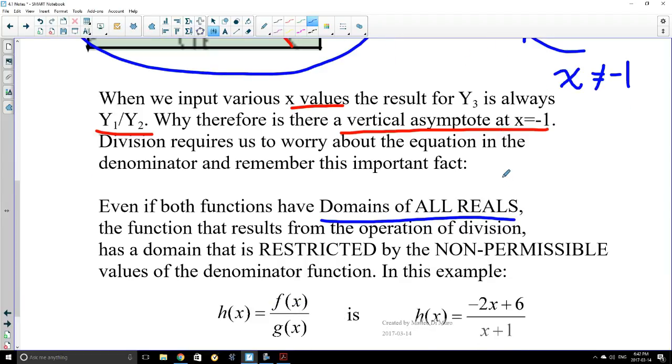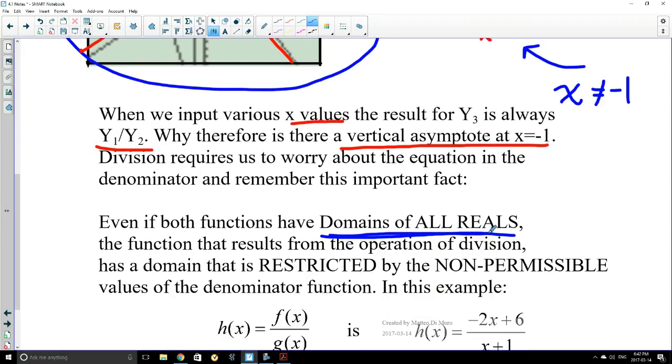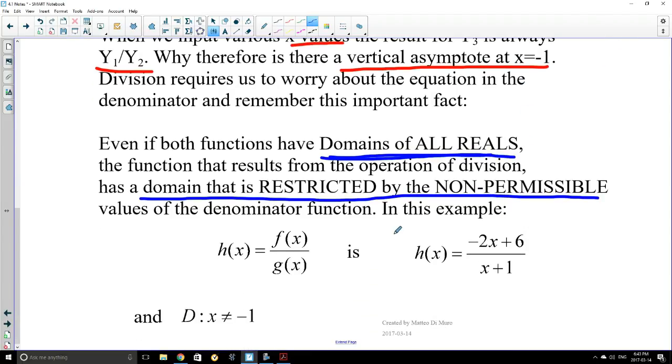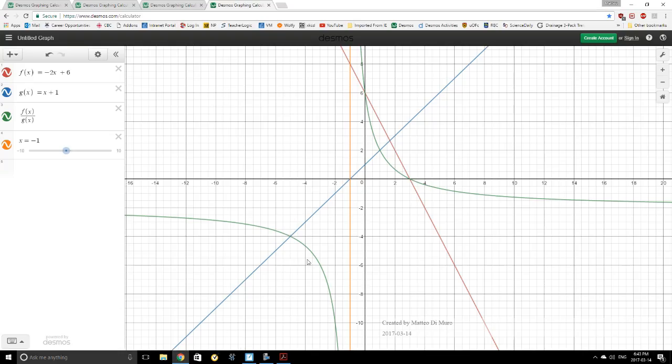Even though the original functions have a domain of all real numbers, because they're lines, on the graph of f of x divided by g of x, that's not the case because of the division. So the domain has a restriction. By the non-permissible value x equal negative 1, that's the restriction there. The range, again, can be tricky to figure out, so you have to have intimate knowledge of the graph or draw it. So the range in this case, you can see there's going to be a horizontal asymptote as well.